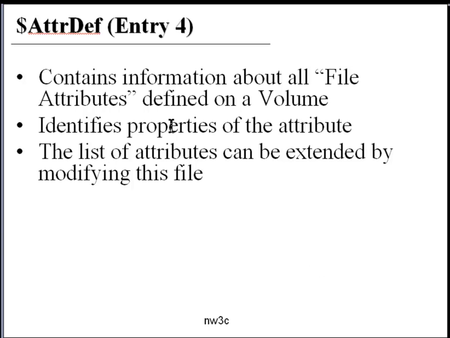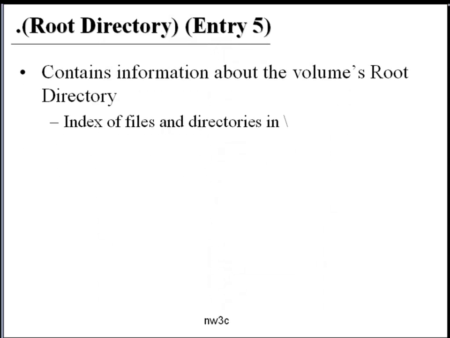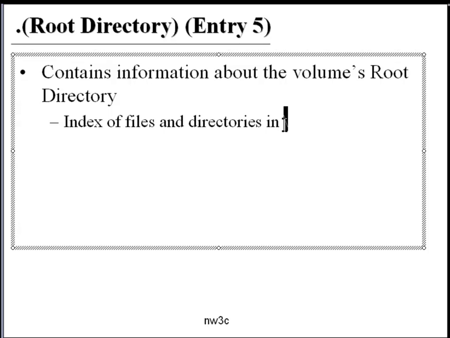Attribute definitions contain information about all file attributes that are defined on a volume. It identifies their properties, and a list of all attributes can be extended by modifying this file. Forensically speaking, this isn't very important. I haven't found anywhere where this information can be useful. However, that's not the same for the master file table, as well as the master file table mirror and the log file in particular. The dot directory, the root directory, contains information about the volume's root directory, and it's an index of all the files and directories in the root directory.